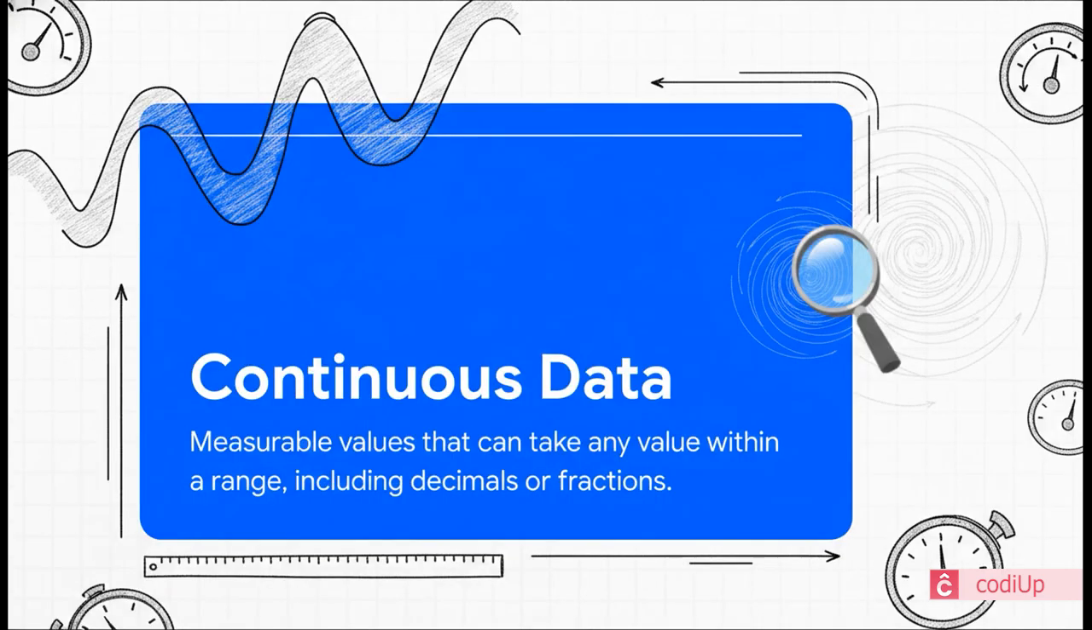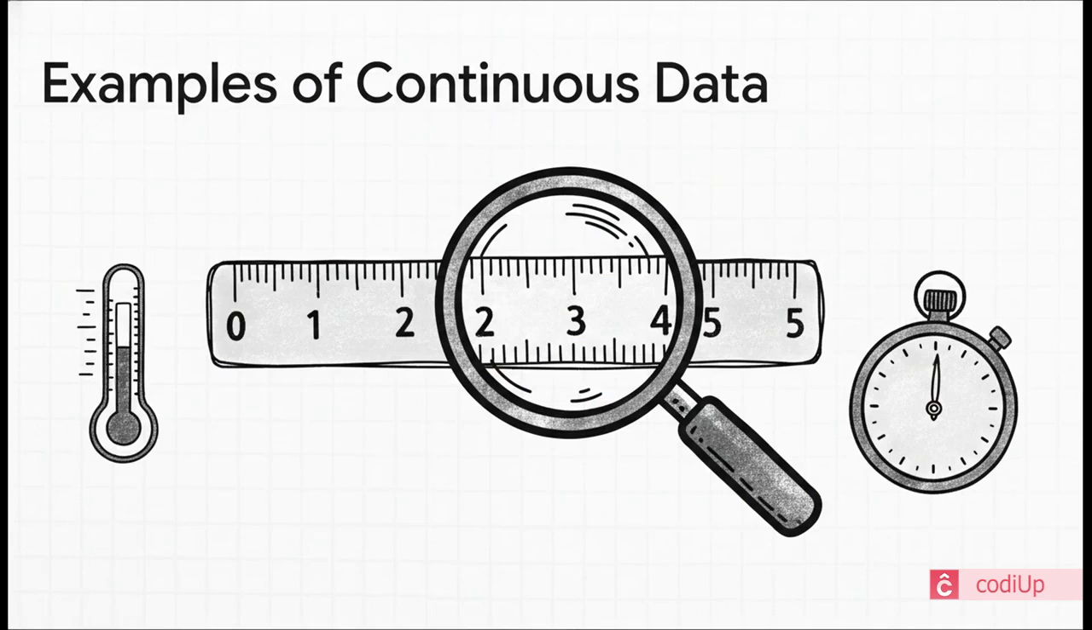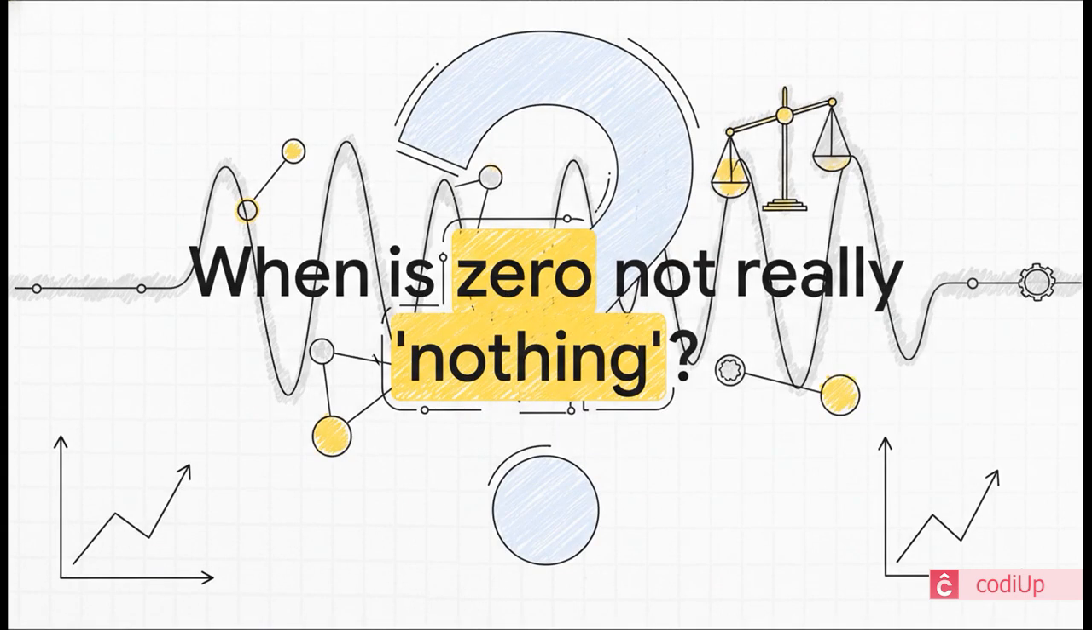Now, on the flip side, we have continuous data. This stuff can be measured with incredible precision inside a range. Unlike those whole numbers in discrete data, continuous data can take on any value, including all the fractions and decimals in between. Just think about measuring someone's height or the temperature outside. Between any two points on the scale, let's say 172 centimeters and 173 centimeters, there are literally infinite other possibilities. You're not stuck with whole numbers. The only real limit is how precise your measuring tool is.